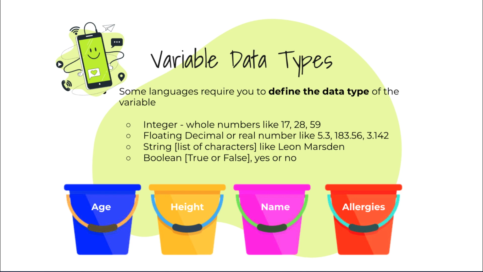The last one is allergies. Allergies is something like Boolean. A Boolean is a particular data type that has two states, either true or false. When it's represented in memory, it's either a bit, which is a 0 or a 1. It's either on or off. There is no half. So there are no shades of grey. It's either black or white. So in the case of allergies, we could either have a true or a false in the bucket. This way we know that age is an integer, height is a floating decimal or real number, name is a string, and allergies is a Boolean.